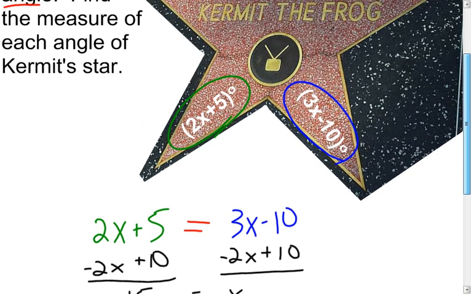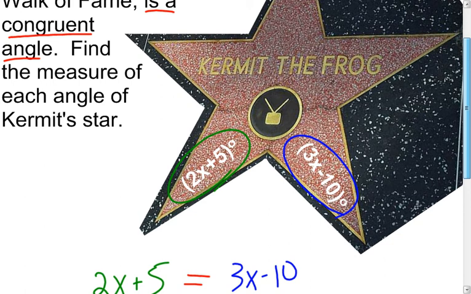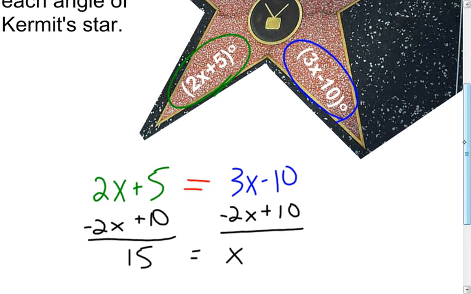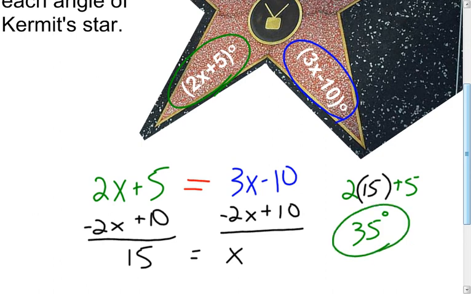Make sure you go back to the problem, because notice it says find the measure of each angle in Kermit's star. Well, I just figured out what x is, so now to figure out the actual measure, I'm going to need to plug that x value back in. So I'm going to go back to what I have marked in green, 2 times my x value, which is 15, and then I have to add on 5. Well, that's going to put me at 35 degrees. So based off the information given, every single angle in Kermit's star, I shouldn't say every angle, but the angles that are going out, they'll each be 35 degrees.